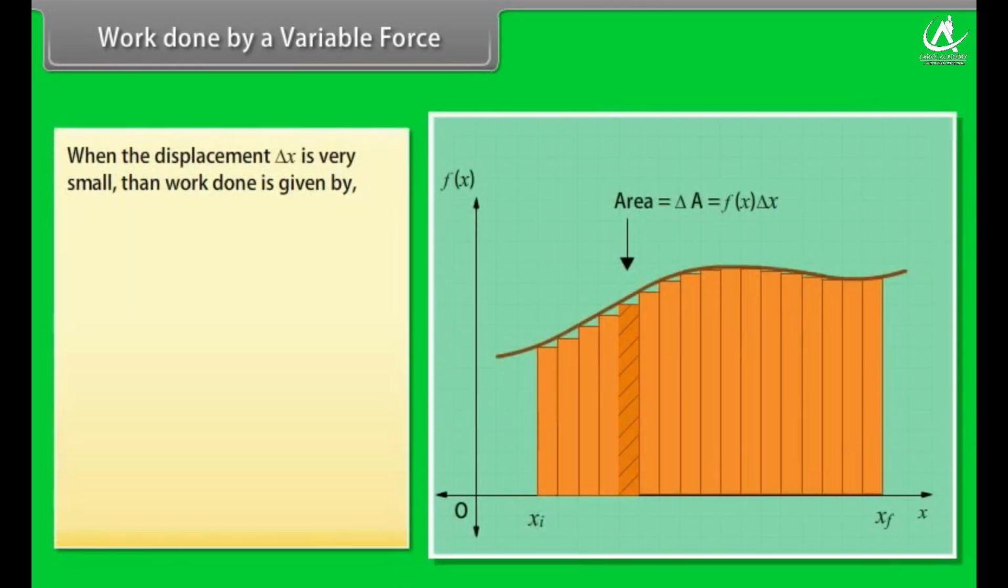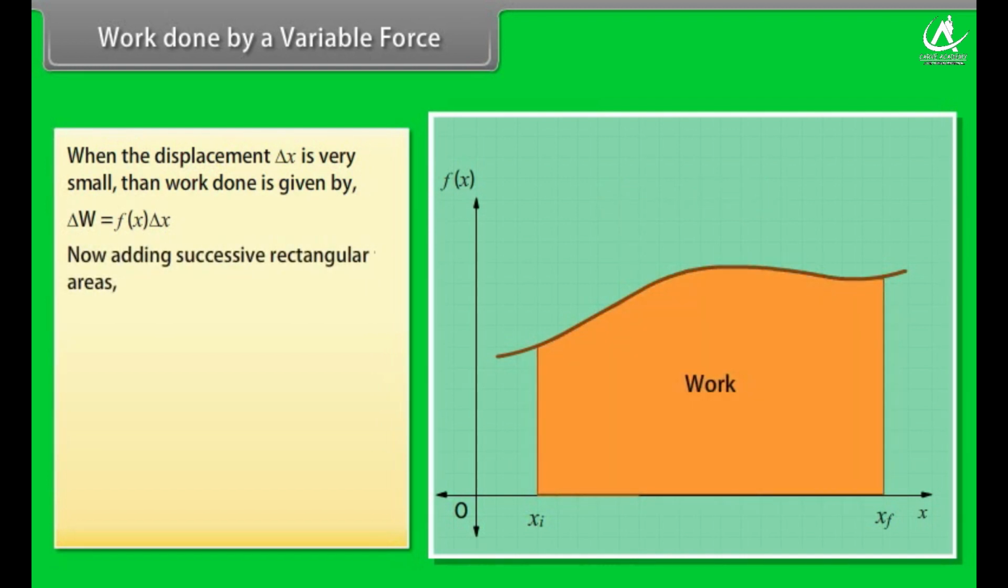Work done by a variable force. When the displacement delta x is very small, then work done is given by delta W is equal to Fx delta x. Now, adding successive rectangular areas, total work done is given by W is approximately equal to the summation from initial position xi to final position xf of the product of Fx and delta x.